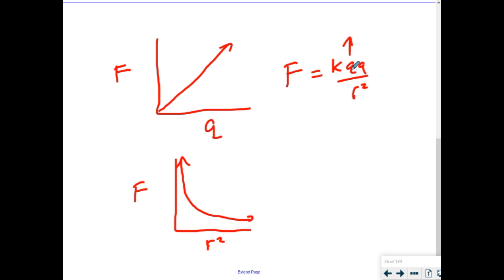If you up the amount of charge, it would up the amount of force. But if you upped the amount of R squared, like if you make the bottom of a fraction bigger, it would actually decrease the amount of force. And so these are your classic direct and reciprocal relationships.